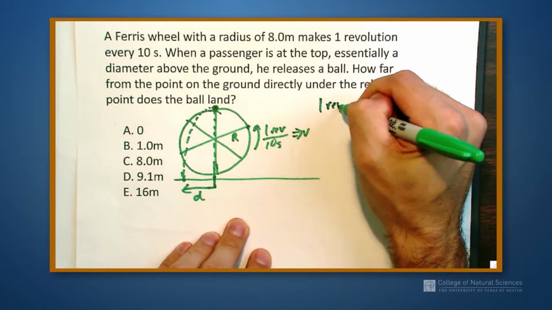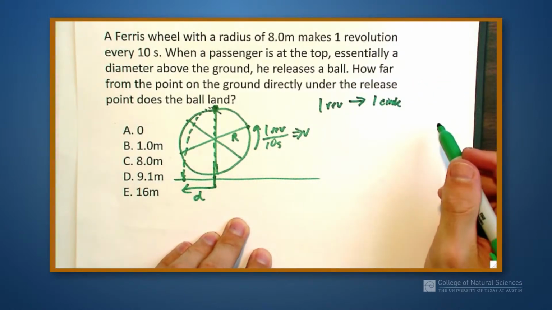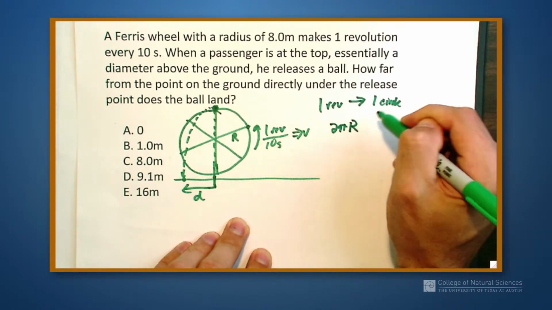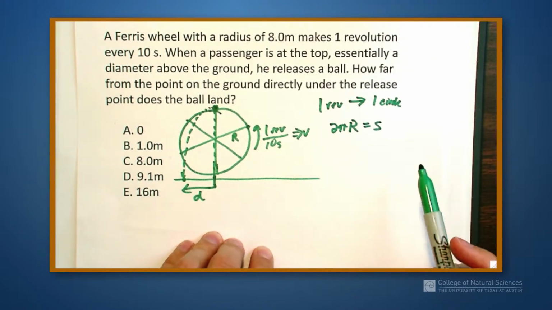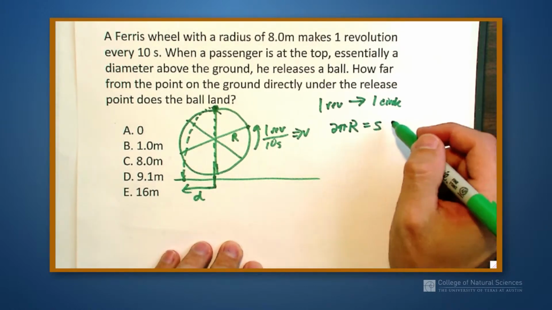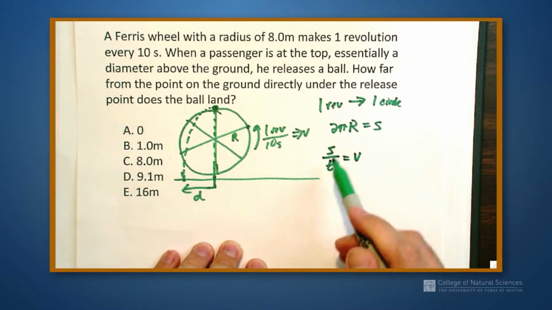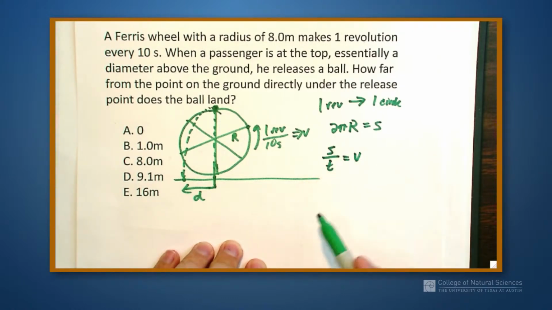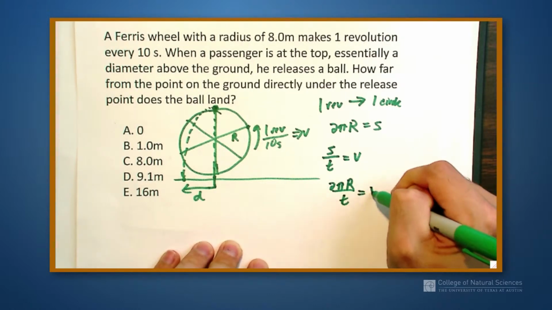1 revolution means that we go 1 time around the circle. And we know that the path around a circle is 2 pi r. So 1 revolution is a path length of 2 pi r, the circumference of a circle. And we're going to do this in 10 seconds. So really what I'm going to want is s over t is going to give me my velocity. The full circumference divided by the time it goes around it will give me how fast I'm going around this. So 2 pi r divided by time is going to give me my velocity.